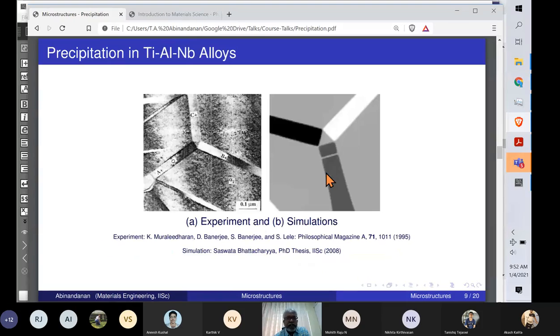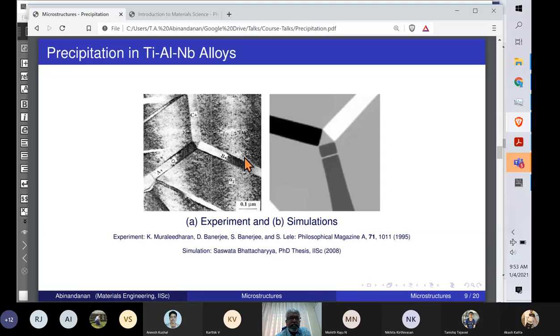Okay, this is one of my favorites, and this is from titanium aluminum niobium alloys. And this is my favorite for many reasons. One of them is that this class of alloys were discovered, and the specific precipitate phase here, called the O phase, was discovered at the Defense Metallurgical Research Laboratory by this set of people. One of them, D. Banerjee, is now with us in our department. So he moved from DMRL to IISc about 10 years ago.